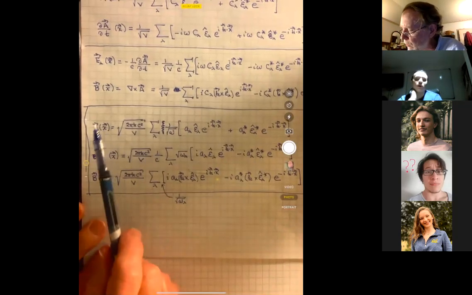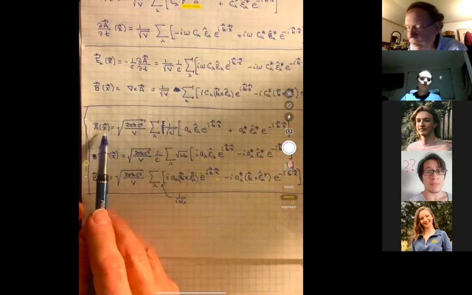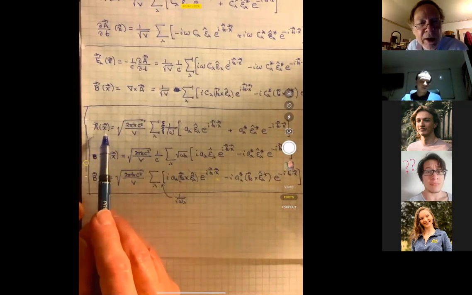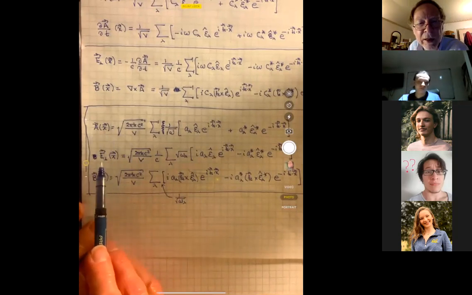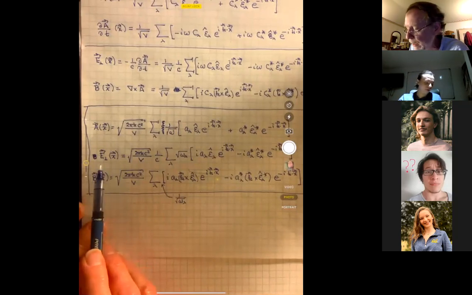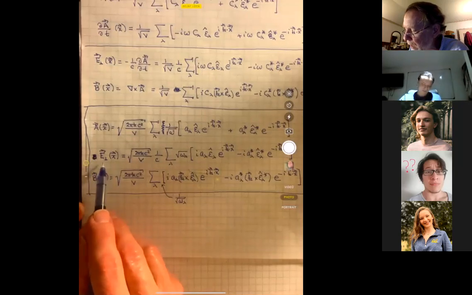By the way, let's look at the structure of these fields. The x here, as I keep saying, is not an observable. It's just the location at which you make the observation, for example, of the electric field. You go and you measure the electric field at position x. The E is the observable. Therefore, the E is the operator that needs to act on the state space of the system.